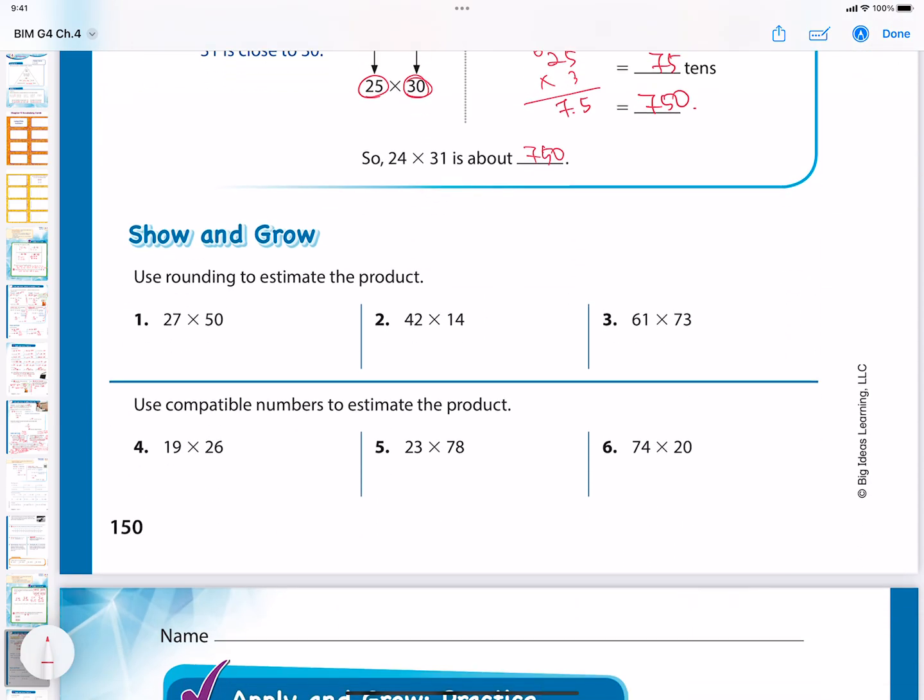Show and grow. I'm going to do this up to number 6, and I want you to pause your video and do the rest of them by yourself, okay? And then check your answer with me.